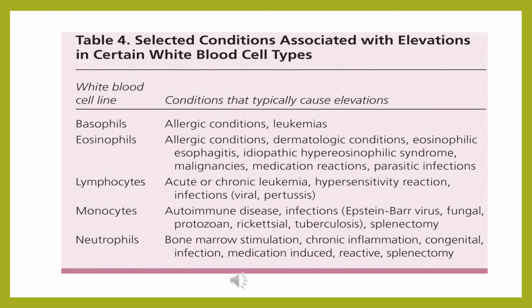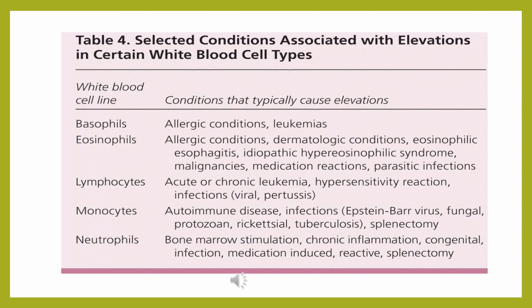Then next, monocyte. Monocytes get increased during autoimmune disease, infections such as Epstein-Barr virus, then fungal infection, protozoan infection, rickettsial infection, or tuberculosis. And it also increases during splenectomy. Splenectomy means what? It is a surgery in which the entire spleen is removed from the body. During splenectomy, monocytes will increase.